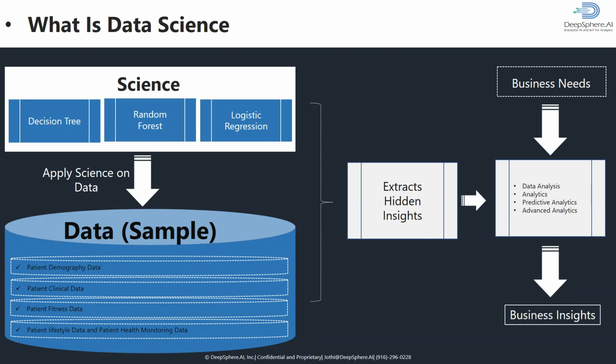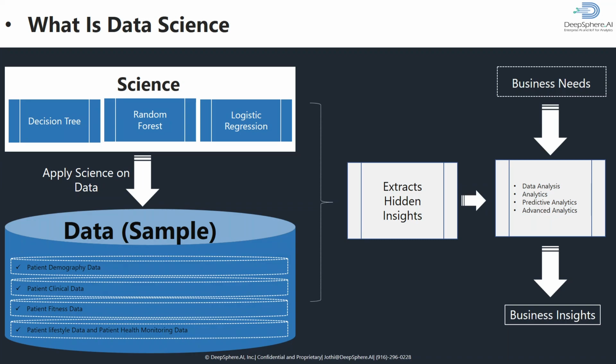So by definition, data science is nothing but, if you look at it from an industry point of view, apply science and data, extract hidden insights. How do we extract hidden insights? Applying science means applying techniques like decision tree, random forest, logistic regression, neural net, correct? These are all different kinds of scientific techniques you apply on data to extract hidden insights. So that is why it's called data science. By definition, apply science on data, extract hidden insights, is what's called data science.